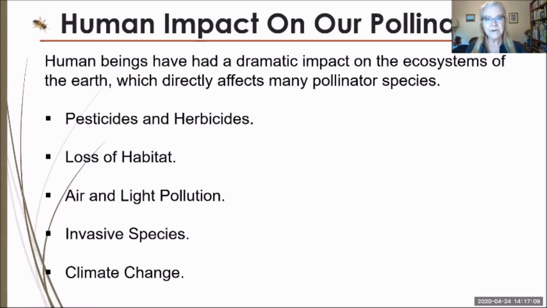But once we understand some of these things, it gives us a chance to help out at least at a local level. So let's take a closer look at who these pollinators are and what we can do to attract them to our own local gardens.